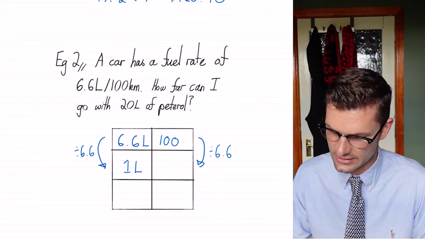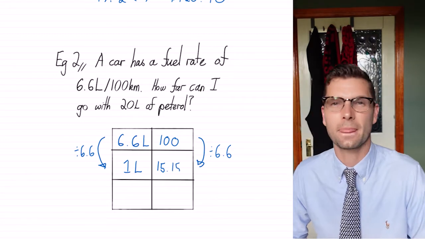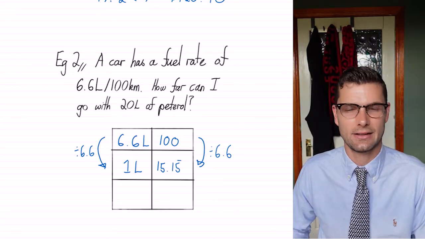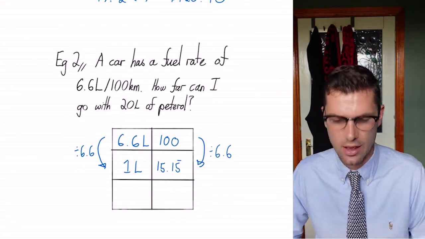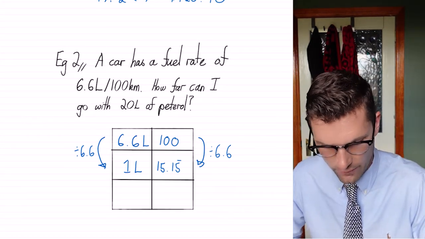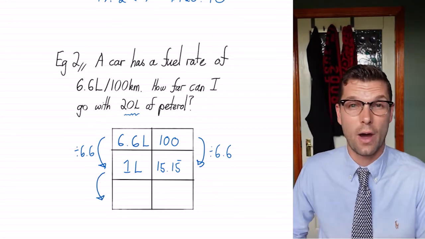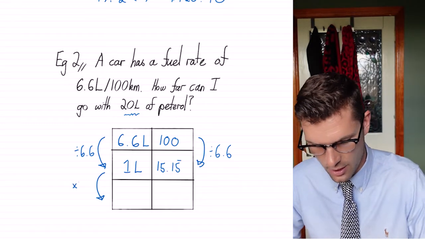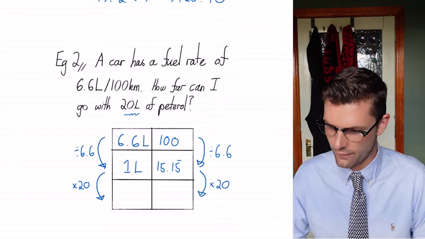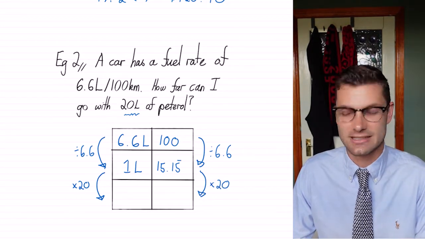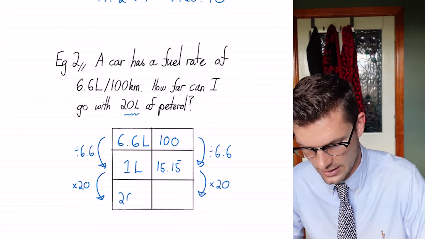So 100 divided by 6.6 is equal to 15.15 repeating. But I just want you to keep it in your calculator as the answer, just so we don't run into any rounding issues. Now the question's telling me that I want to find out how far I can go with 20 litres. So I've got to multiply this 1 litre amount by 20, which is what I've got to do to this original 15.15. In your calculator, go answer times by 20.